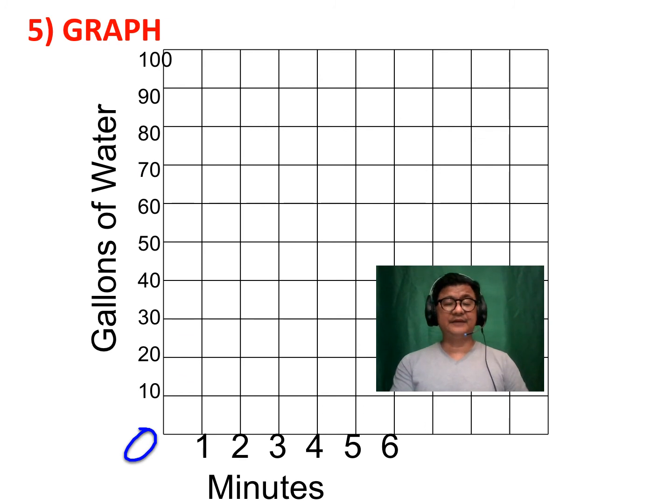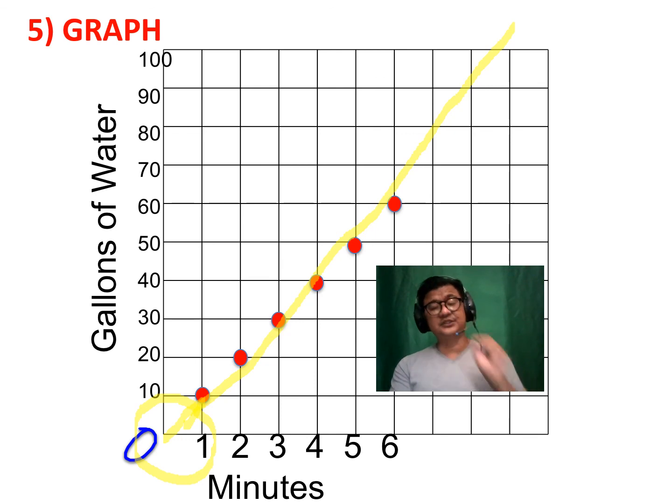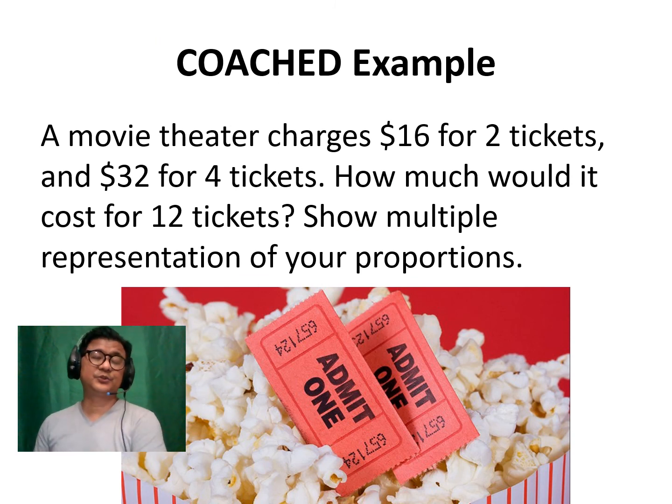Now, as a graph, simply plot the points. In 1 minute, we know it fills up 10 gallons. 2 minutes, 20 gallons. 3 minutes, 30. 4 minutes, 40. 5 minutes, 50. And therefore, 6 minutes, 60 gallons of water. And what have you observed? Number one, it forms a straight line if you connect the points. Number two, if you extend that line, it will touch the origin. Remember those two conditions? Straight line, touch the origin. It is a proportion.